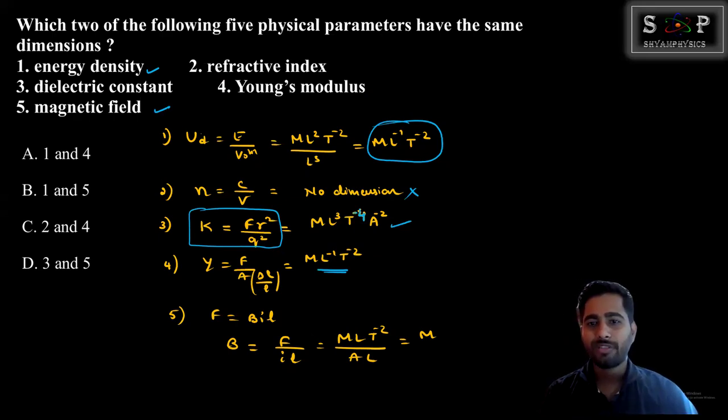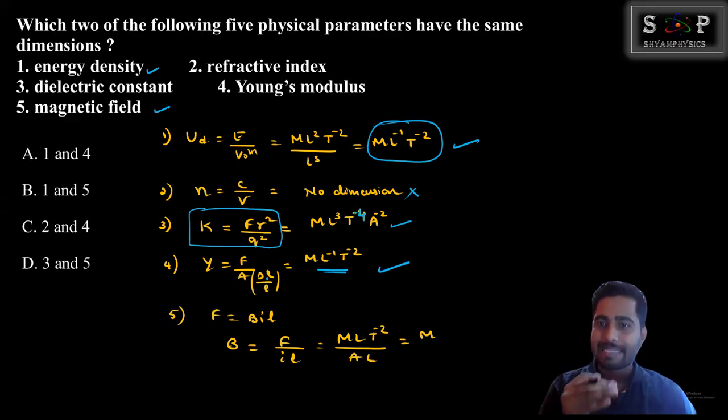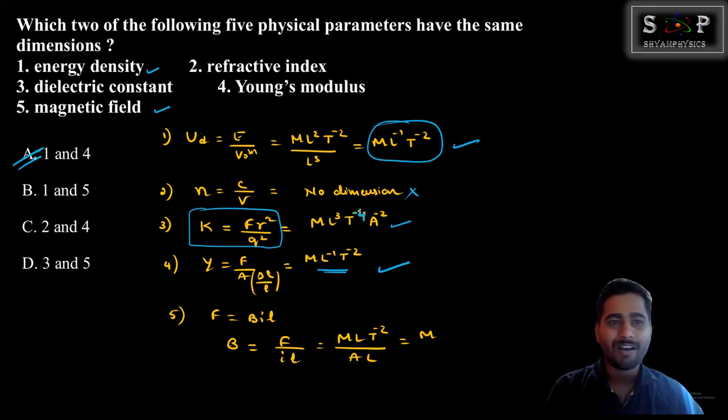Correct now? So if I compare from the top to bottom, which one will be matching? Check once. Energy density, M L^-1 T^-2. Here it is Young's modulus. Both are actually looking the same. Basically, they carry the same dimension. So the correct answer is the option, right?